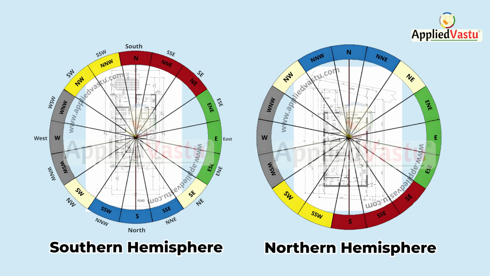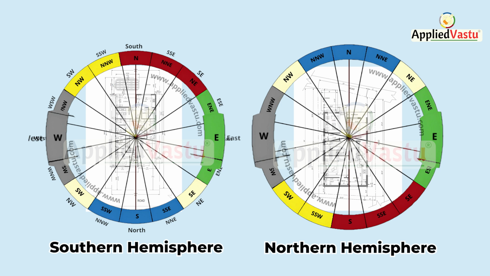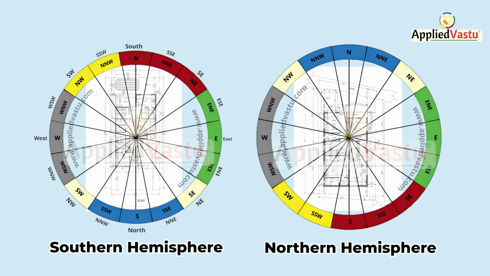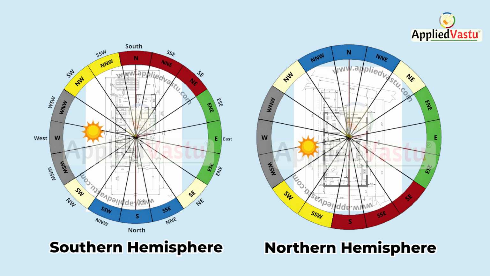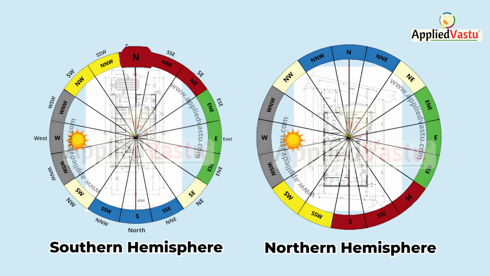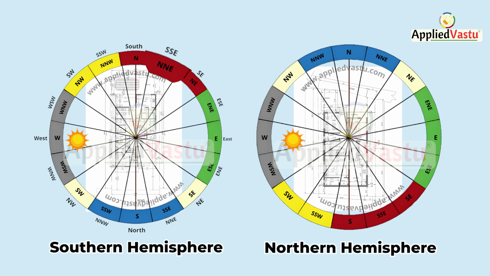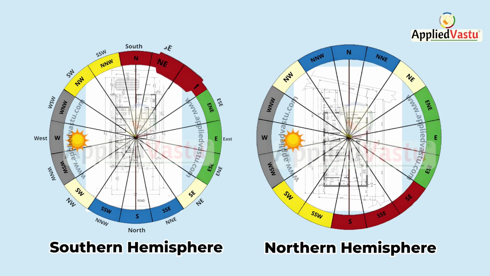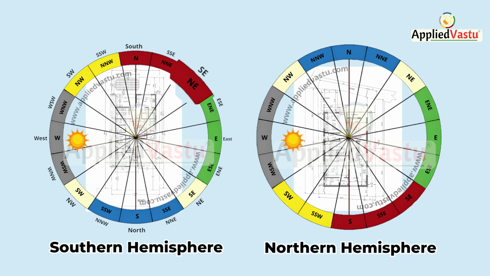Observe that in the grid of the Southern Hemisphere plan, the east and west directions remain the same because, in both hemispheres, the sun rises in the east and sets in the west. However, the north direction in the Southern Hemisphere becomes the south direction. The north of northeast corner turns into the south of southeast corner, and the northeast corner becomes the southeast corner.